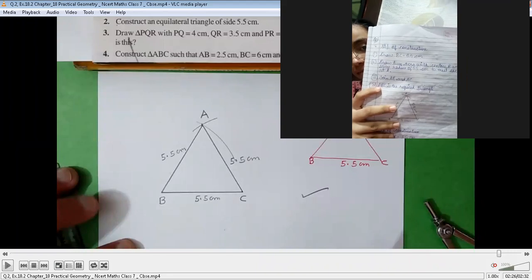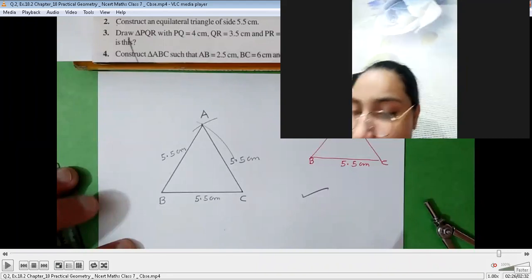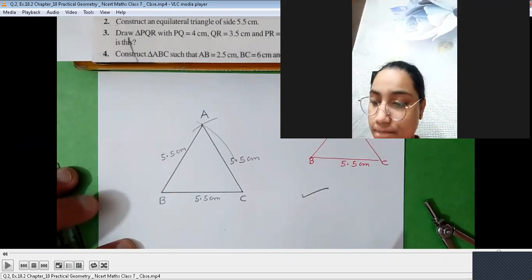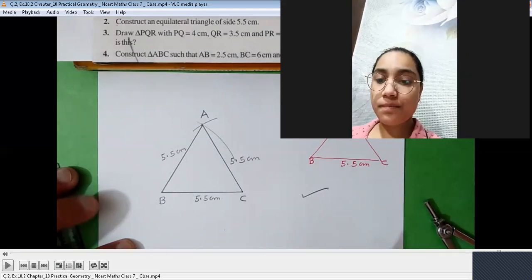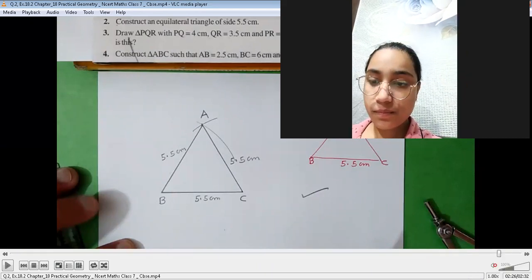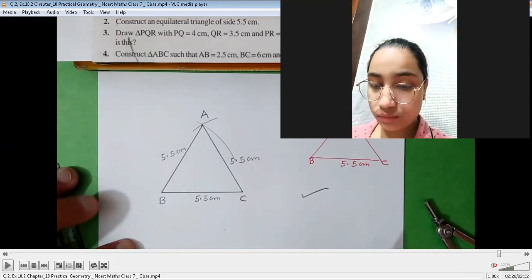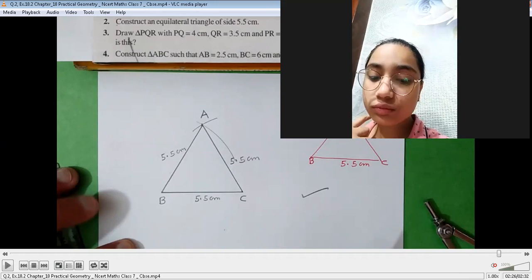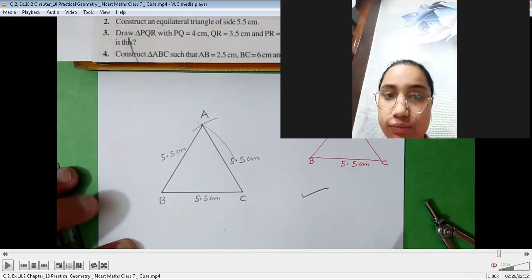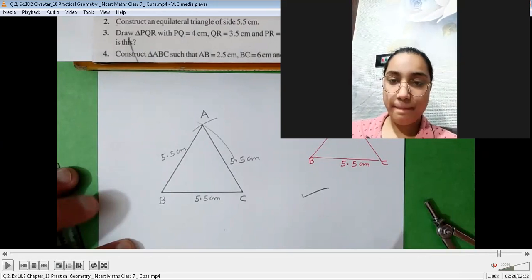Good. Beta, if you are writing ABC in the above question, you have to draw the symbol of a triangle in front of ABC. That means you have to make a small triangle in front of ABC. If I'm talking about triangle ABC, you have to use this symbol also. Okay, triangle ABC.